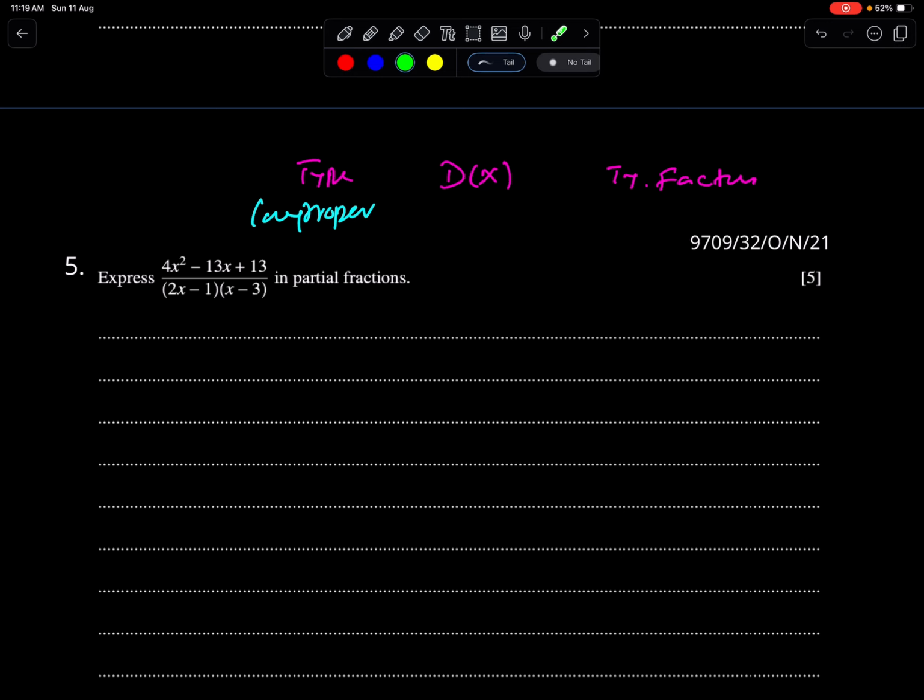Now observe the denominator. There are two linear factors and both factors are in their simplified form. So denominator is fine. Let's split this fraction into partial fractions. First copy this fraction.